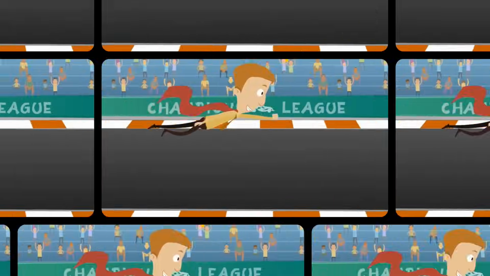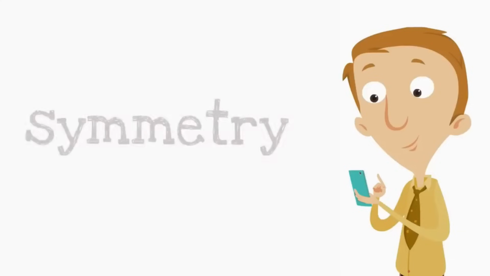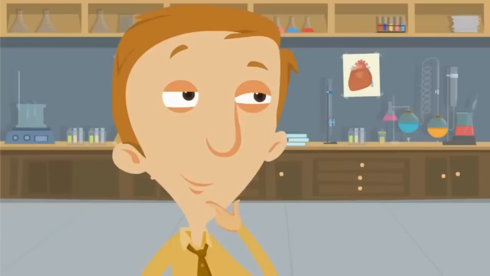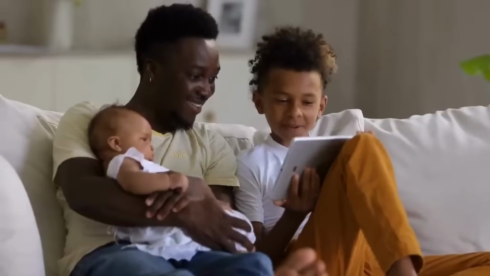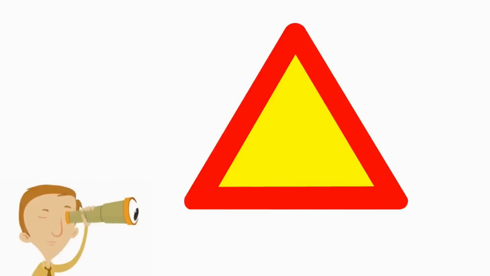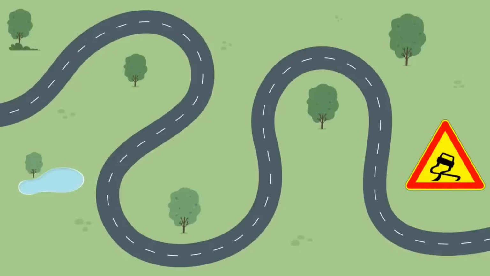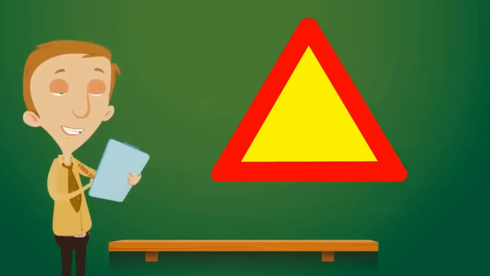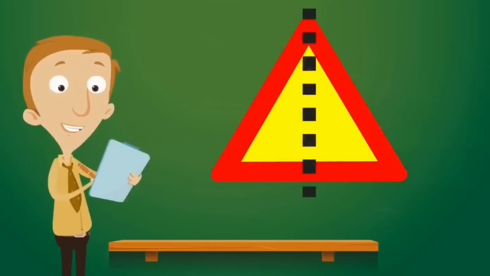All right, next, we're going to learn about symmetry. If you don't know what that is, that's okay. You are about to find out, like right now, all right? Look at this triangle. It's a yellow triangle with a red border. Sometimes warning signs on the road look like this. To show you how symmetry works, I'm going to place this line down the middle of this triangle. Okay, it's still one triangle, but now it has two sides.